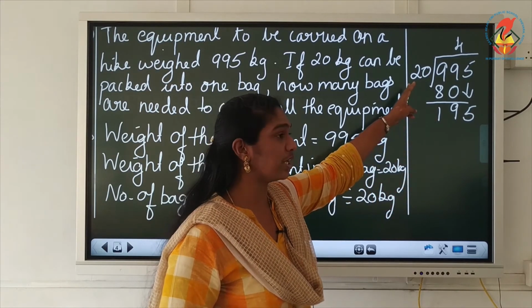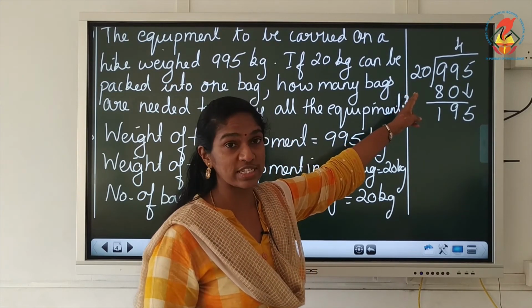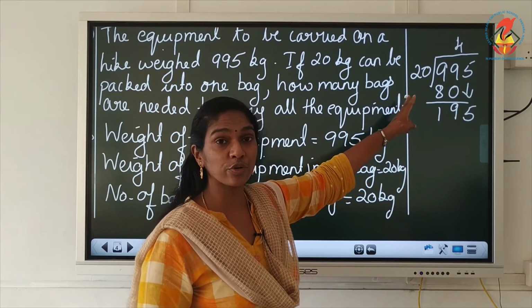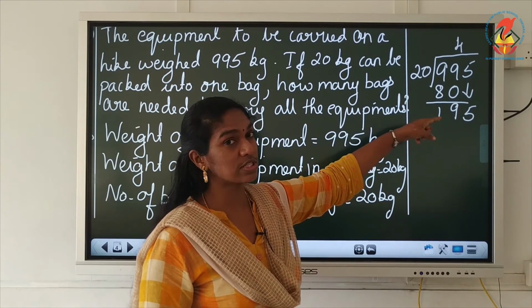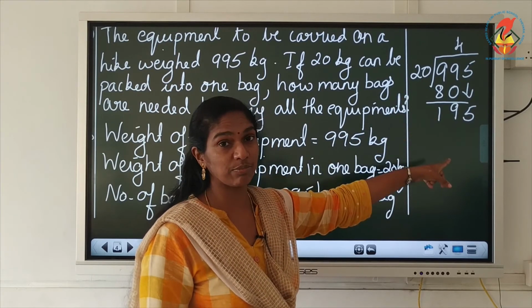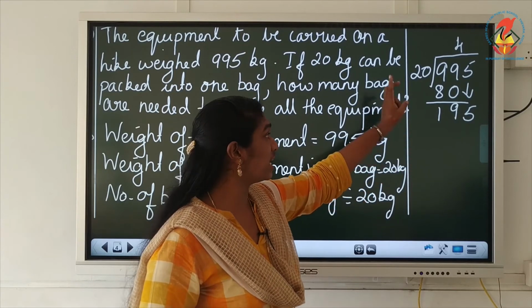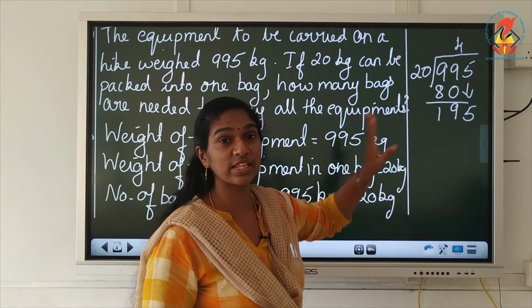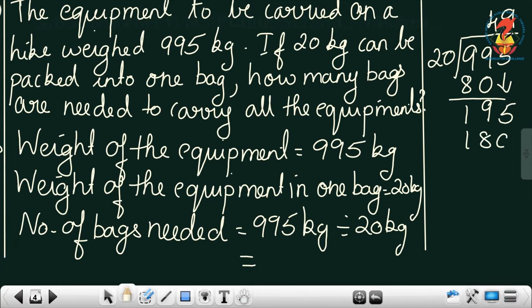Again, take 2's table. We found out till 2 5's are 10. Now, 2 6's are 12, so it becomes 120. 2 7's are 14, so it becomes 140. 2 8's are 16, so it becomes 160. 2 9's are 18, it becomes 180. Then you have 2 into 10, that is 20, that is 200. So, we will take 9. We cannot take 10. You will get 180. When you subtract, you get 15.